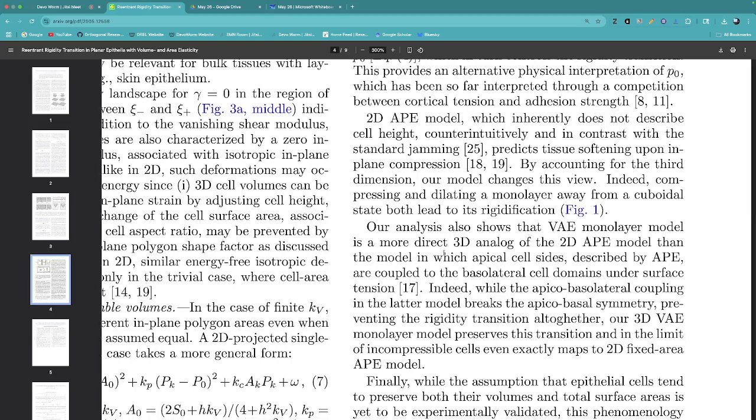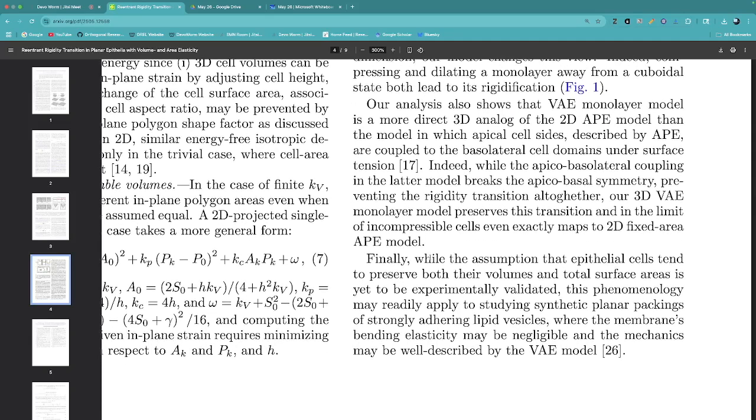Our analysis shows that the VAE monolayer model is a more direct 3D analog to the 2D model than the model in which apical cell sides are coupled to the basolateral cell domains under surface tension. Indeed, while the apical basolateral coupling in the latter model breaks the apical basal symmetry, preventing the rigidity transition altogether, our 3D VAE monolayer model preserves this transition and in the limit of incompressible cells, even exactly maps to the 2D fixed area model.